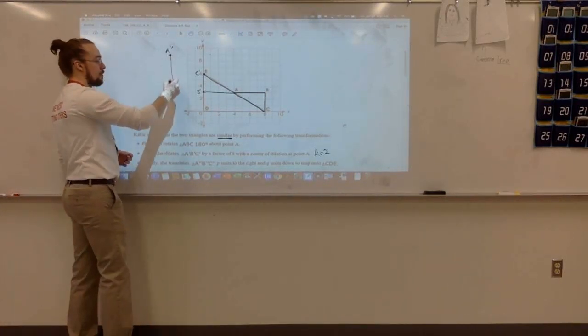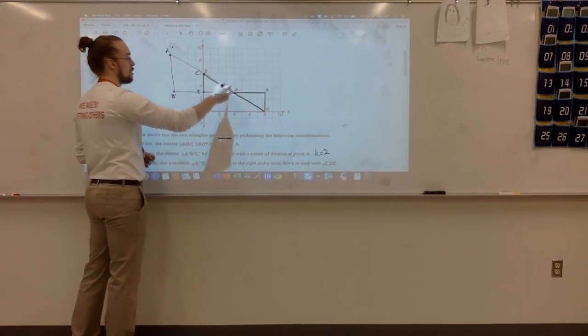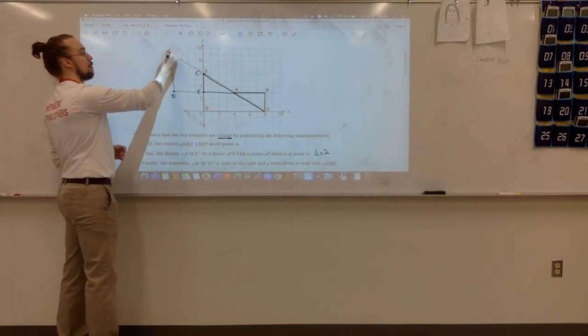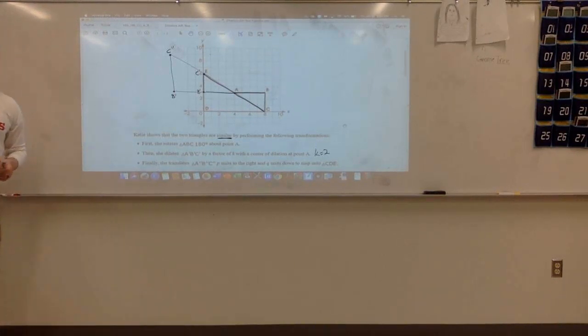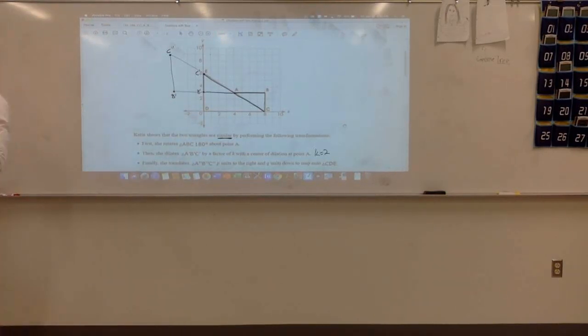It does go off the grid that they give us. But this is where my new A is, oops, I labeled that wrong. That's C double prime. Oh, because I put A double prime there. Sorry. So this is where our new triangle is after the second bullet. We okay with that?